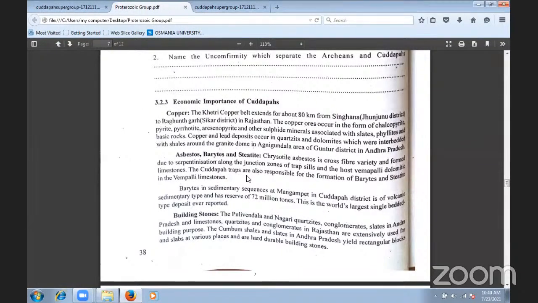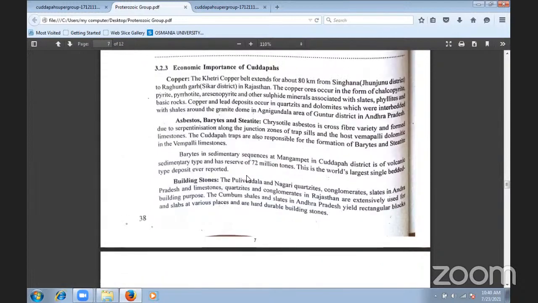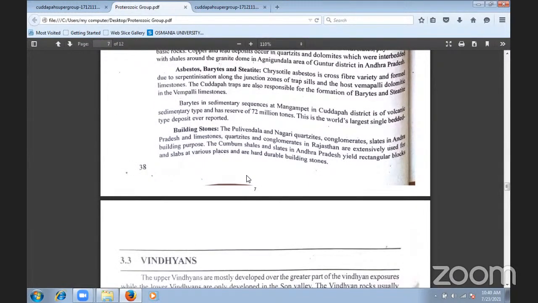These are chrysotile asbestos, cross-fibre variety, formed due to serpentinization along the junction zones in the trap hills, and the host is dolomitic limestone. We can identify these formations in the Vempalle dolomite limestones. And also we have identified barytes in metasedimentary sequences, which are located in Mangampet in Kadapa district. It mainly consists of volcanic activity and sedimentary formations, and the ore reserve estimate here is about 72 million tons. It is the world's largest single bedded formation.